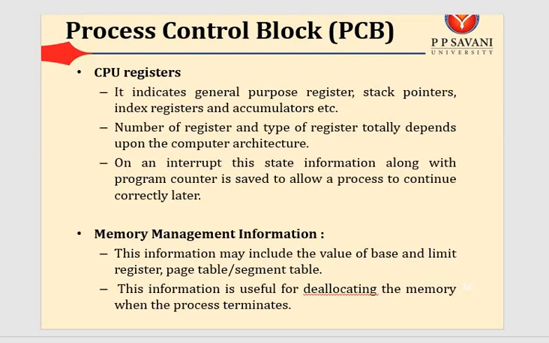Next is the CPU registers. They include general purpose registers like stack pointers, index registers and accumulators, etc. The number and type of registers depend totally upon the computer architecture. On an interrupt, this state information along with the program counter is saved to allow the process to continue correctly later.